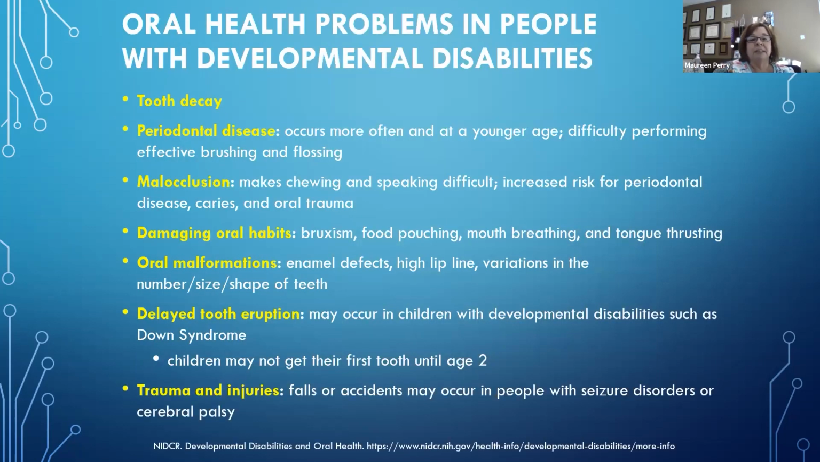Oral health problems. So we see a lot of decay, we see a lot of periodontal disease, we see malocclusion, right? We see some damaging oral habits. Sometimes we call it self-injurious behaviors too. We see people who do skin picking, or they pick their gingiva, or they might ruminate and things like that. We see all sorts of different things going on with teeth and malformations. So too many teeth, not enough teeth, funny shaped teeth, things like that. We see teeth that don't come in on time, that are delayed. We see lots of trauma and injuries from people with a poor gait or seizure disorders.